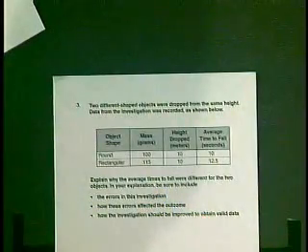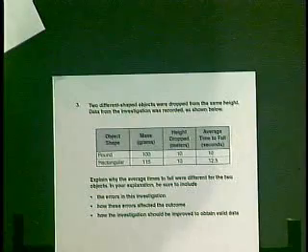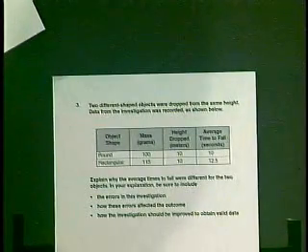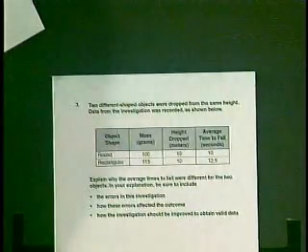Then you would be asked in this question to explain why the average times to fall were different for the 2 objects. In your explanation, be sure to include, first, the errors that could occur in this investigation, how these errors affected the outcome, and how the investigation should be improved to obtain valid data.